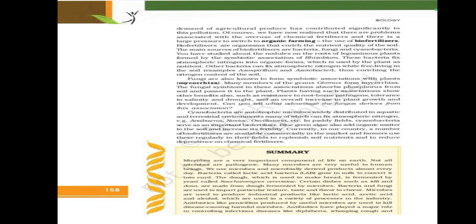Cyanobacteria are autotrophic microbes widely distributed in aquatic and terrestrial environments, many of which can fix atmospheric nitrogen, for example Anabaena, Nostoc, Oscillatoria, etc. In paddy fields, cyanobacteria serve as an important biofertilizer. Blue-green algae also add organic matter. Biofertilizers are available commercially in the market, and farmers use them regularly in their fields to replenish soil nutrients and to reduce dependence on chemical fertilizers.